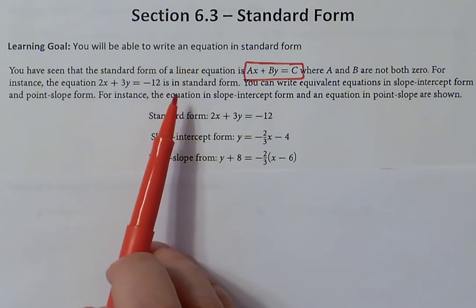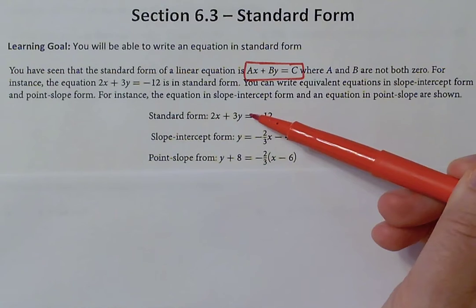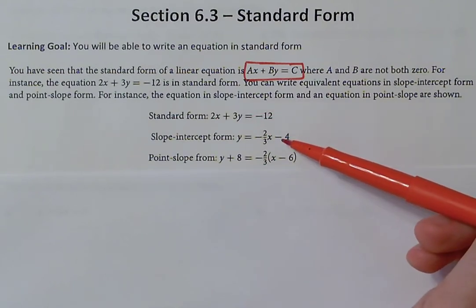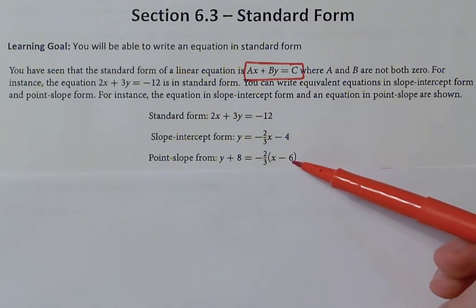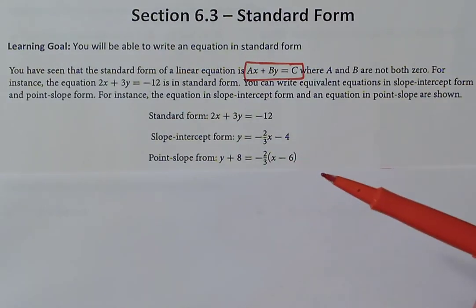Now, we can take standard form and we can write it into the other forms. Meaning I could take standard form of 2x plus 3y equals negative 12. I can turn that into y equals negative 2/3 x minus 4, so slope-intercept form, or point slope, which would be y plus 8 equals negative 2/3 times x minus 6.